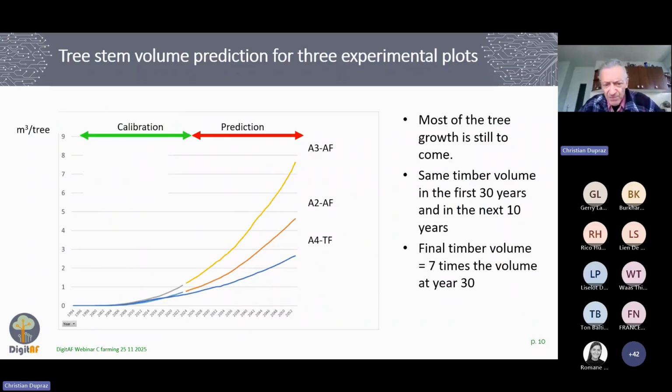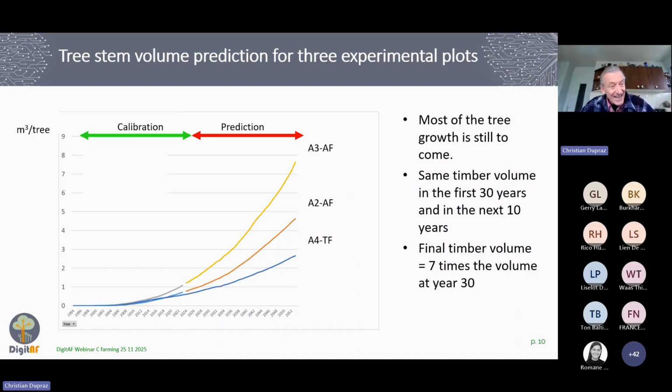Another point that is very important, that's the same idea, but you have here the differences of tree growth in forestry. It's the A4TF curve, and in agroforestry, in two different plots of agroforestry. That's our THL experiment near Montpellier. And you see that we have the calibration period up to today and the prediction period for the next 25 years. And the tree growth will be much higher during the next 25 years than during the first 25 years.